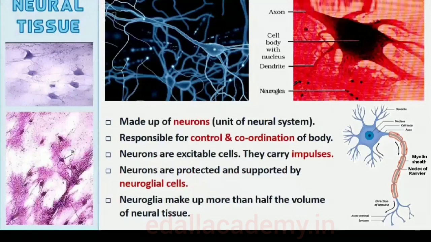7.1.4 Neural tissue. Neural tissue exerts the greatest control over the body's responsiveness to changing conditions. Neurons, the unit of the neural system, are excitable cells. The neuroglial cells, which constitute the rest of the neural system, protect and support neurons. Neuroglia make up more than one-half the volume of neural tissue in our body.